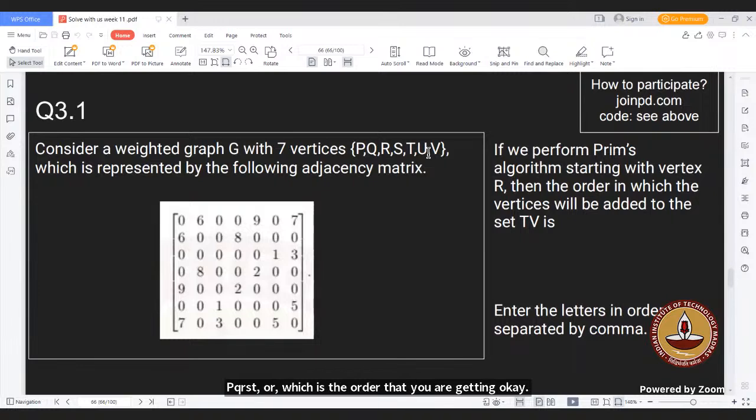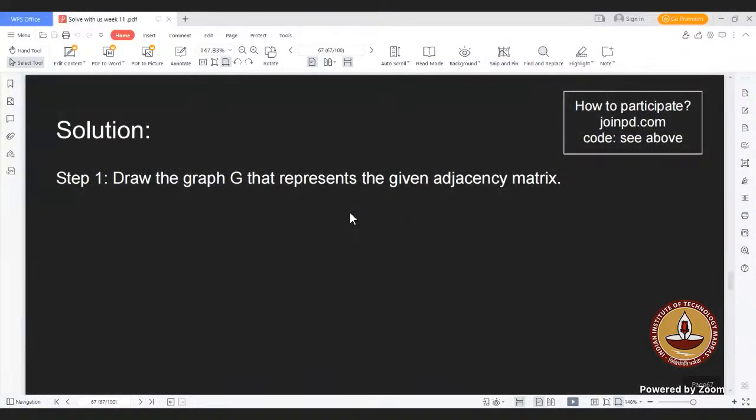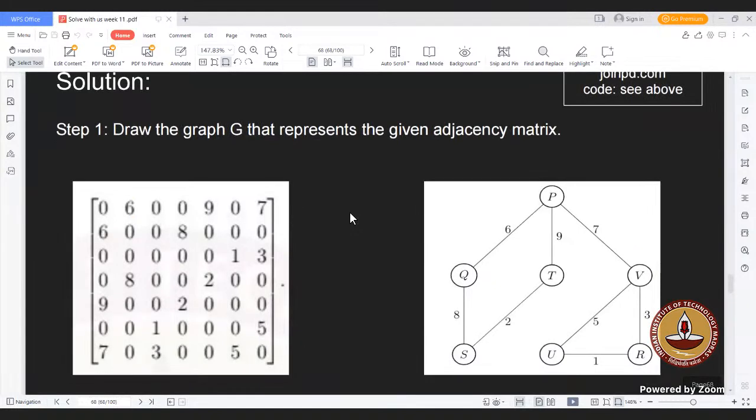Okay, I'll do one thing. If you want, I'll just also give you the graph. So this is the graph.